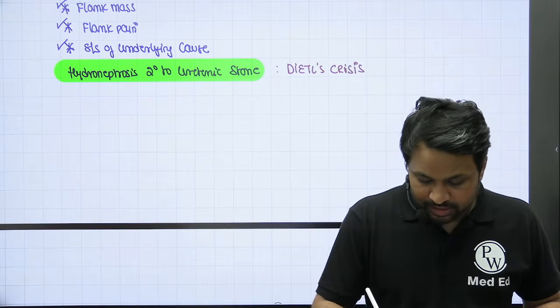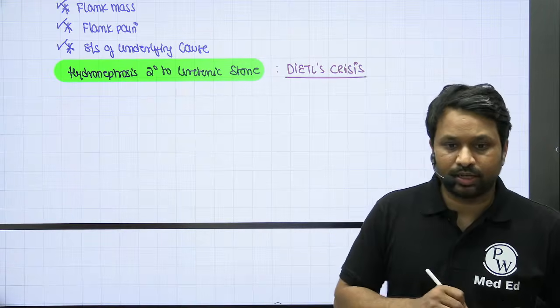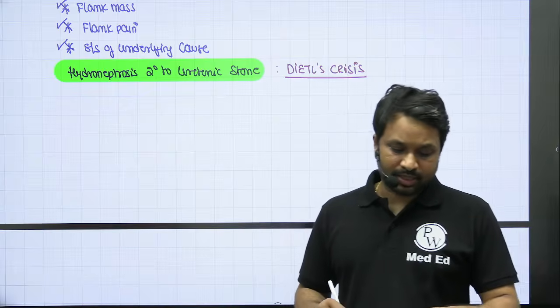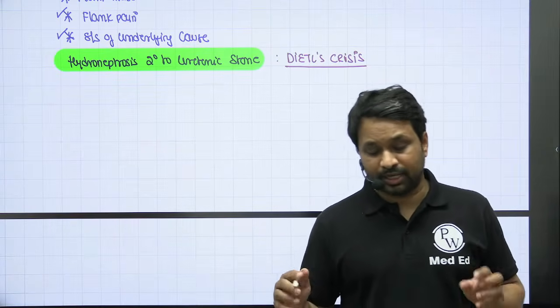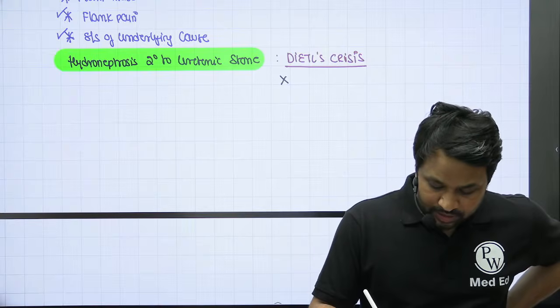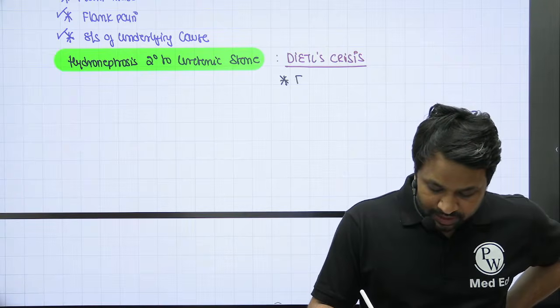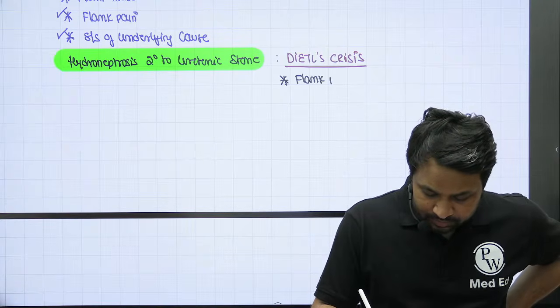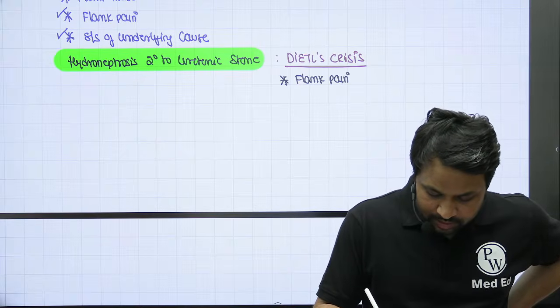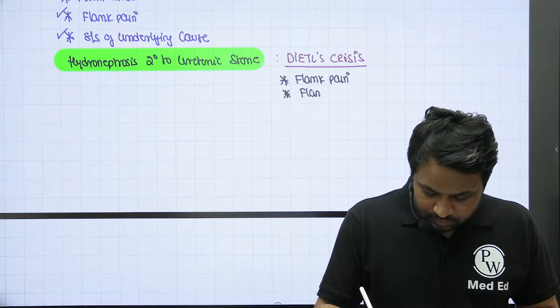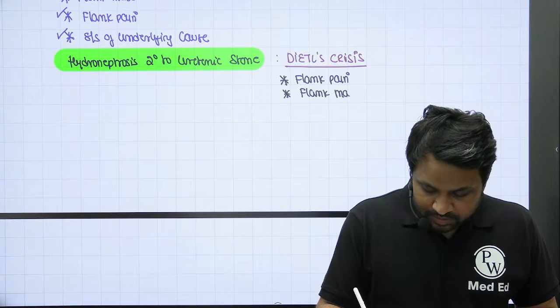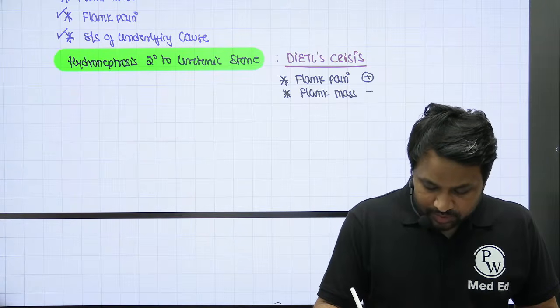There's something called as Dietl's crisis, right? Now, what do you mean by Dietl's crisis? In Dietl's crisis, initially when the stone is going to obstruct the kidney, that obstruction of the kidney will result in flank pain. It will result in flank mass. The presence of flank pain as well as flank mass when the obstruction is there.